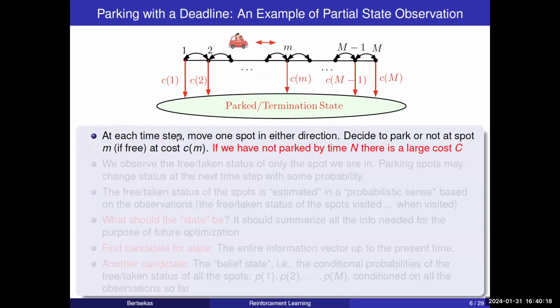So at every time step, we move one spot in either direction, and we decide to park or not to park at a spot m if it is free, and then we pay a cost c(m). And if we have not parked by time N, then there's a large cost. So basically, we want to park within N time periods, N stages. N can be a large number, or it may be not much larger than capital M.